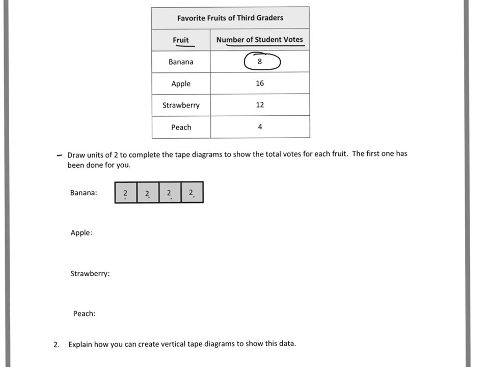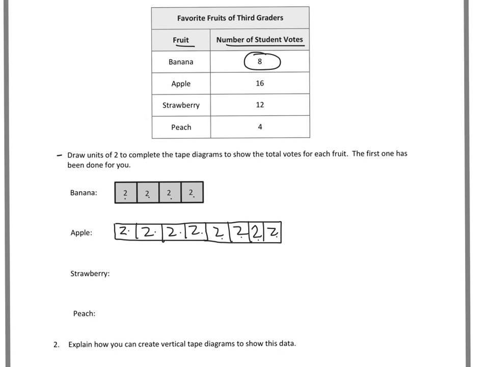So for my next one, I have apple, and I know that if each unit is 2, if I draw a tape right here that's equal to the banana, that's 8, and I know I have to go another 8 more. So that's going to be 16 right there, and I can count that to see. 2, 4, 6, 8, 10, 12, 14, 16.